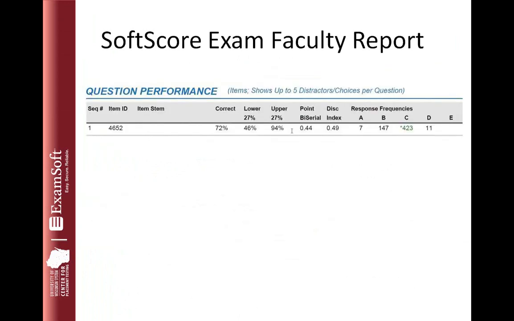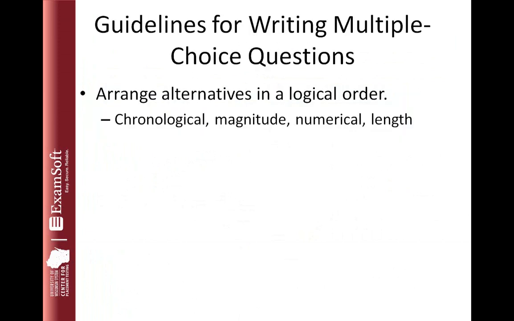A similar breakdown can be found in the SoftScore exam faculty reports. Way over on the right-hand side here is the numeric breakdown. 7 people took A, 147 chose B, and so on. Item analysis, like the 2 slides that we just saw, and the reports that you can get in SoftScore, is really your best way of determining if the items that you wrote were effective.